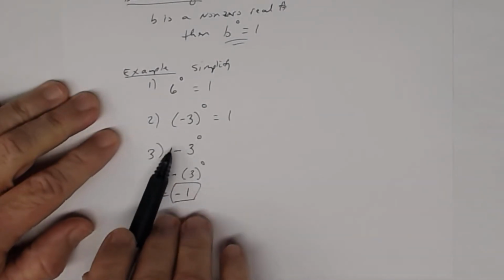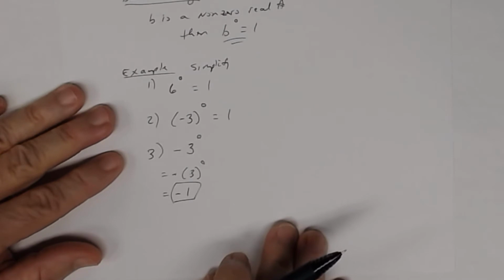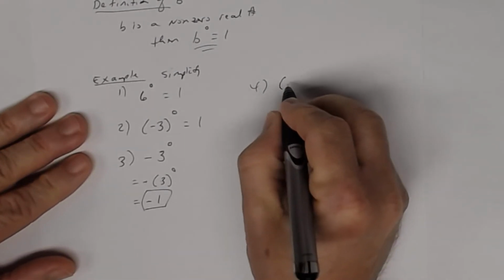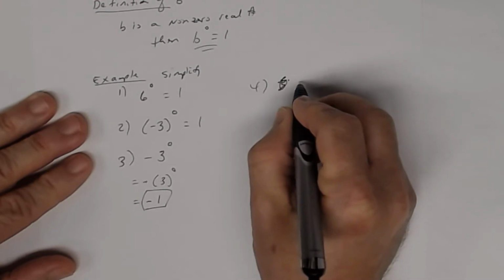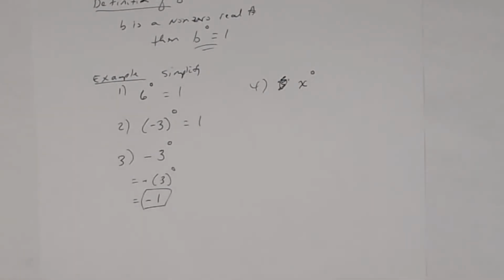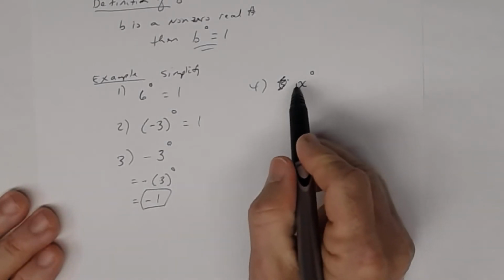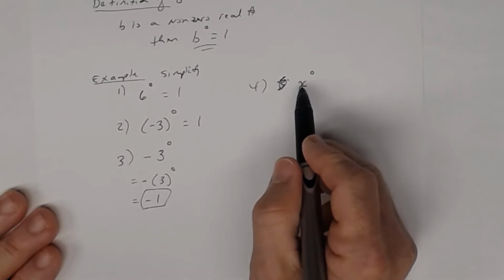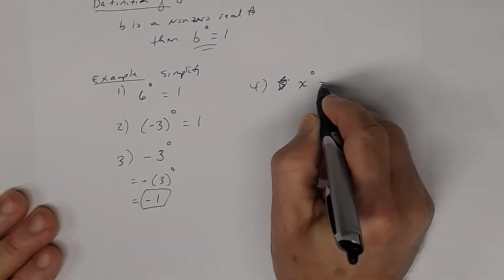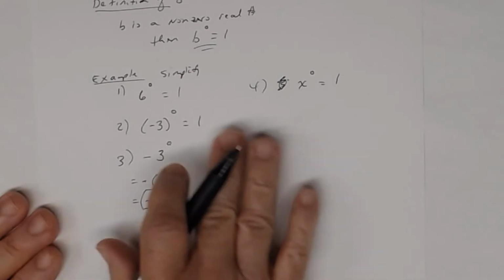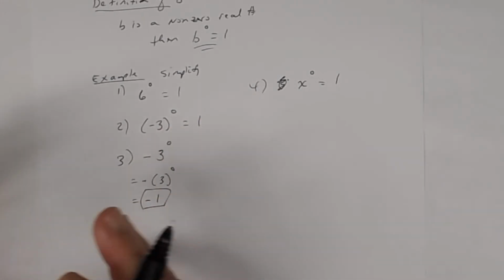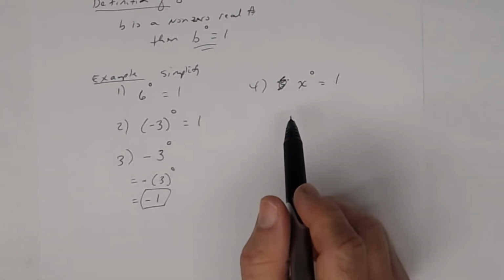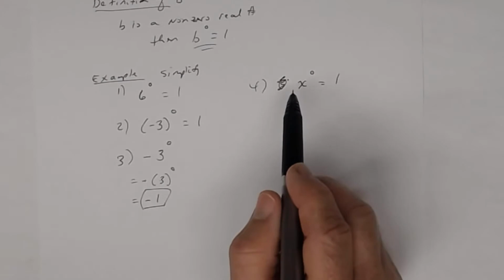Notice the difference between 2 and 3. Okay? All right, let's go to number 4. Let me rewrite it this way. Let's suppose we had x to the 0 power. Well, as long as x is not 0, then this variable expression is going to be 1 as well. So x to the 0 power is 1. We're going to assume in all these problems that when you have variables, the variables are not going to be 0. They're not going to represent the real number 0.